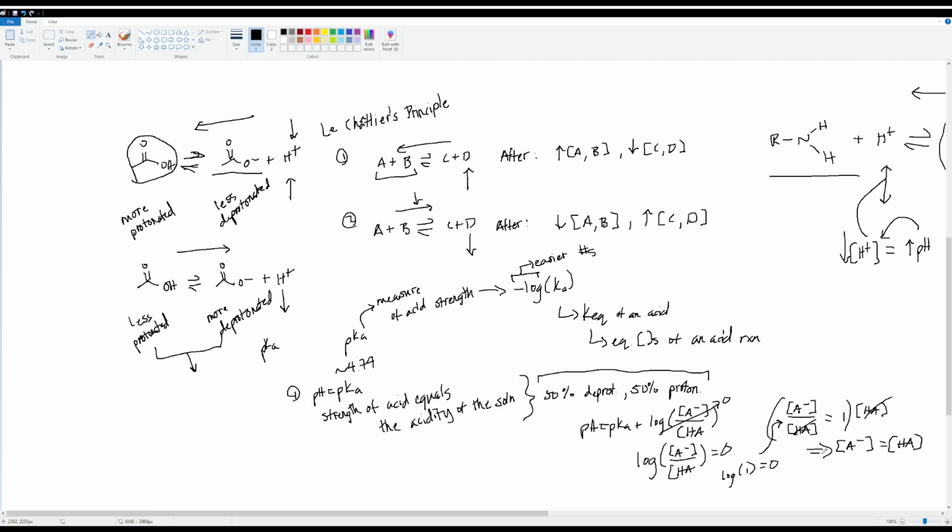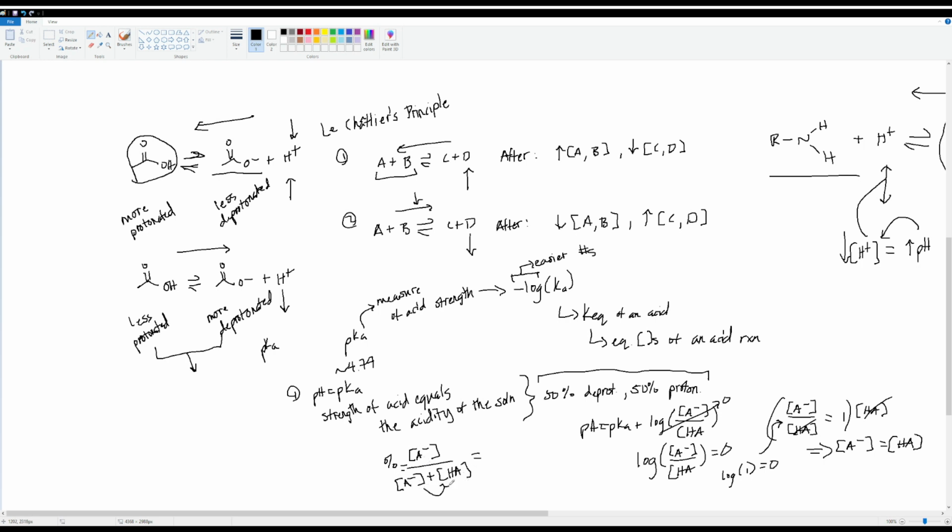Okay, because when they're equal, what you can do is calculate the percentage of your protonated and deprotonated. You can take the amount of protonated or deprotonated in solution and divide it by the total amount in solution, which only has two possible states, protonated and deprotonated. So our percentage is equal to the amount of deprotonated over the amount of deprotonated plus protonated.